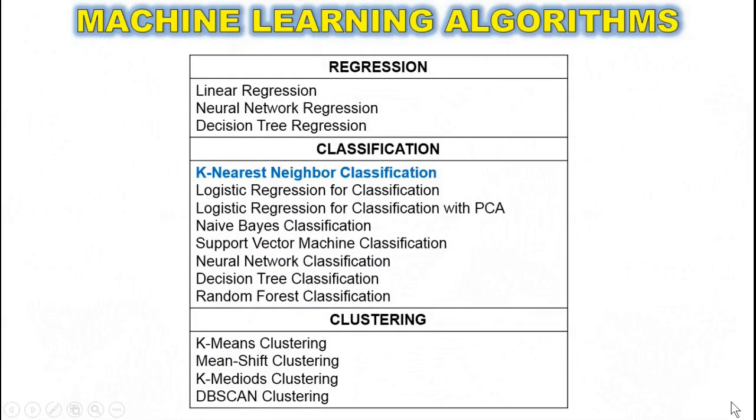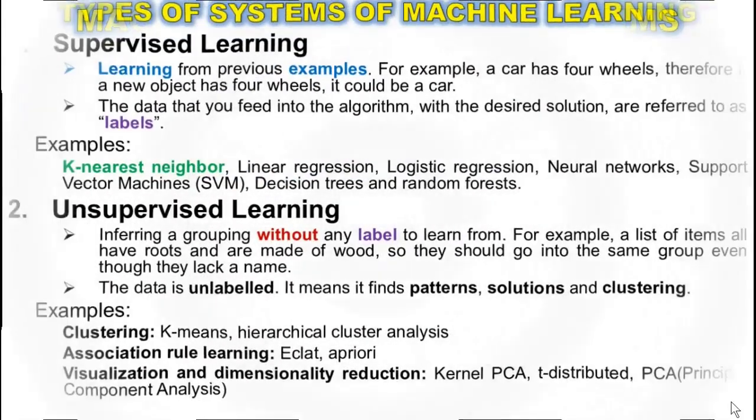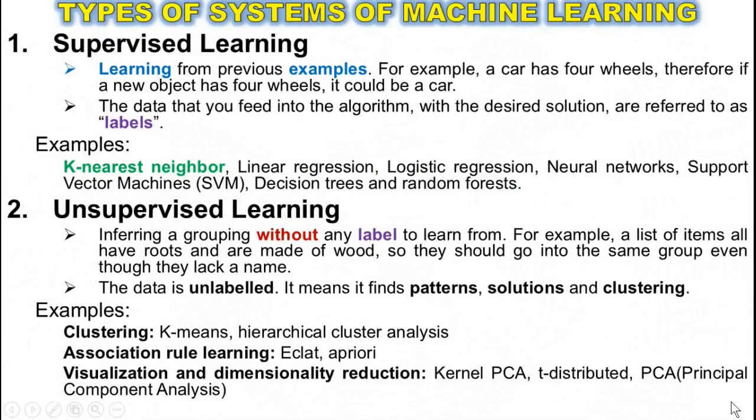There are plenty of algorithms to learn in machine learning. Under the classification, let us understand the K-Nearest Neighbor classification. Types of systems of machine learning.